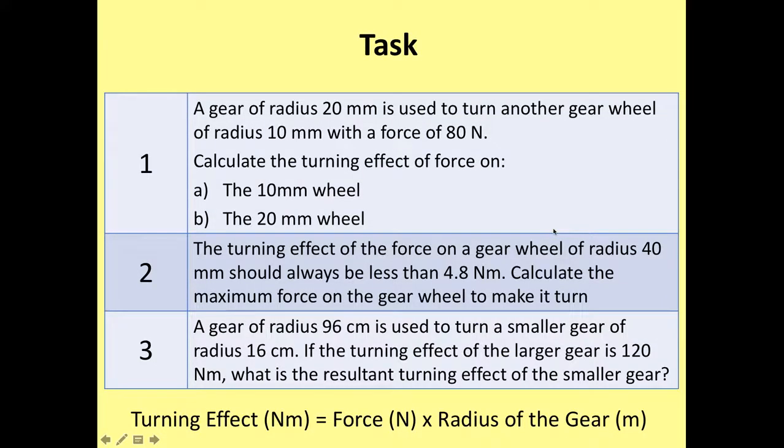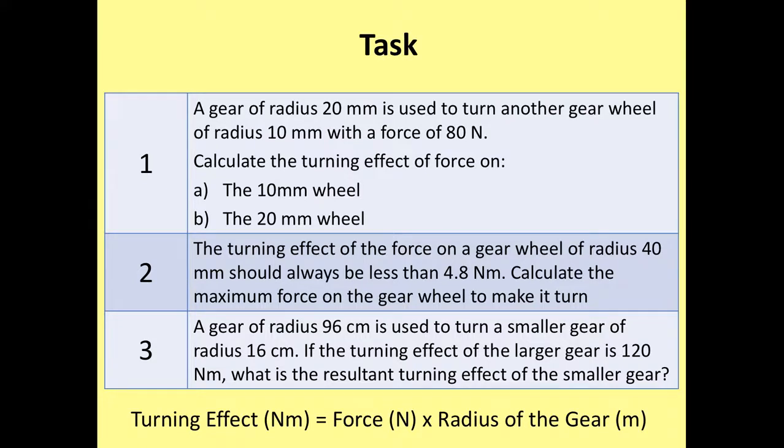So, we have three tasks here, or three questions within this task. A gear of radius 20 mil turns another gear of radius 10 mil with an 80 newton force. What's the turning effect on the two gears? The turning effect of the force on a gear wheel of 40 mil radius should always be less than 4.8 Newton meters. Calculate the maximum force on the gear wheel to stay within the 4.8 Newton meters.